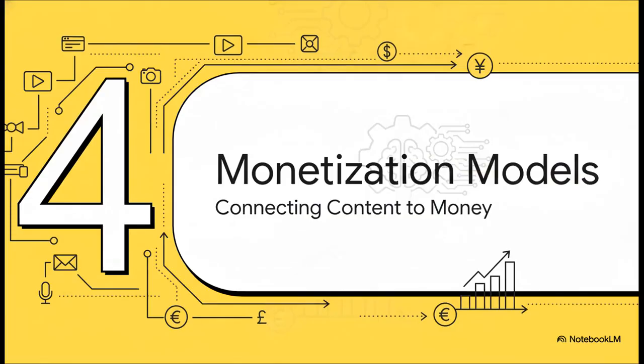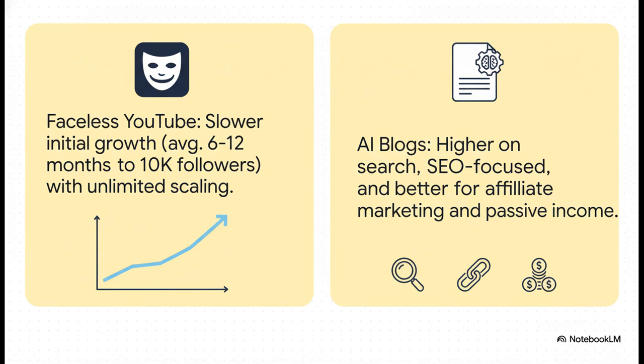Okay, now we get to the part you've been waiting for, the money. This prompt doesn't just leave monetization as an afterthought. No, it directly tells the AI to connect the content it's creating to real, established business models that actually work. The blueprint is really smart here. It focuses on two paths that we know work, faceless YouTube channels and AI-powered blogs, and it keeps it realistic.